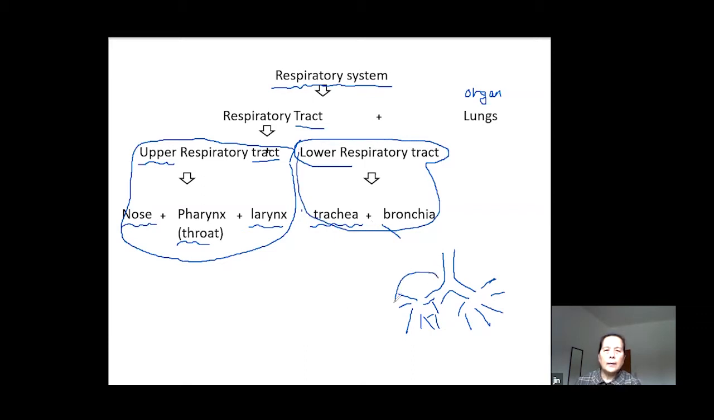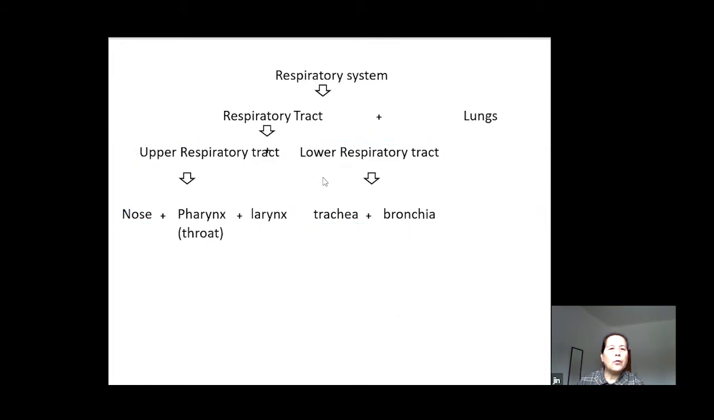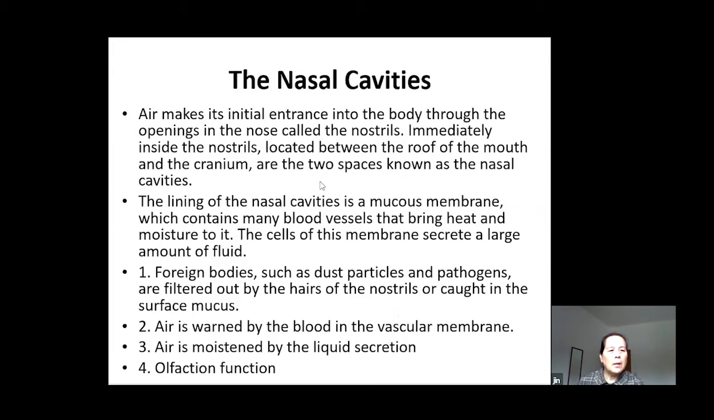Certainly, we separate the organ and the tract. And inside the lung part, they are mixed together. Some bronchial tree in there, and some alveoli in there. So that's basically the anatomy of our respiration system. Then we go to the different parts. We're talking about their functions one by one.